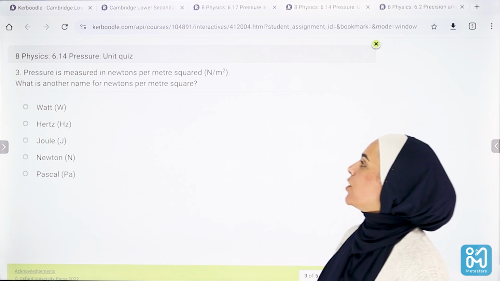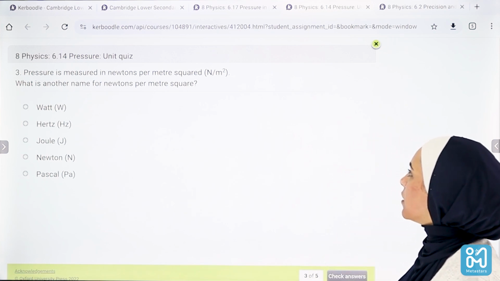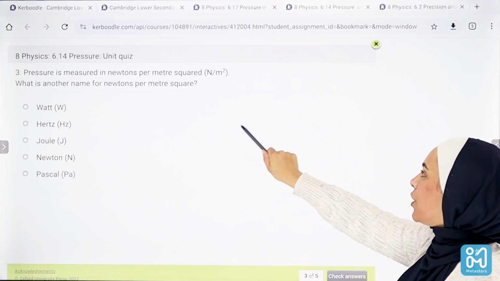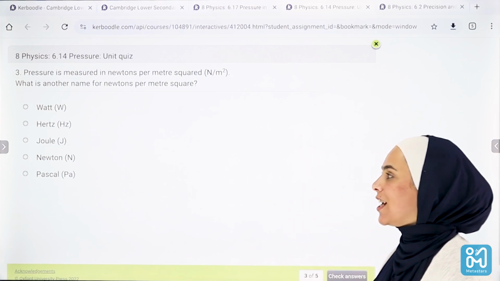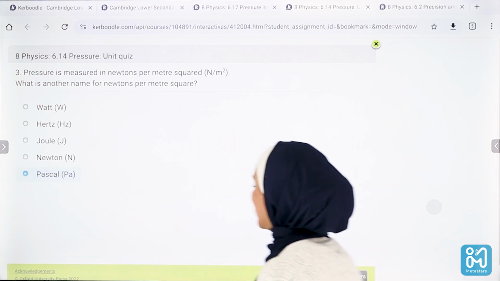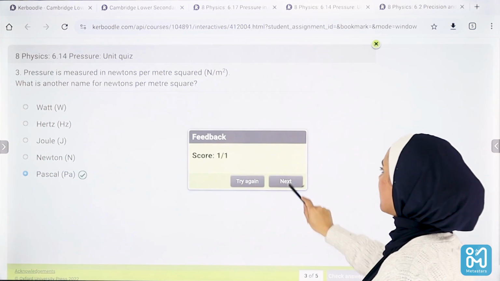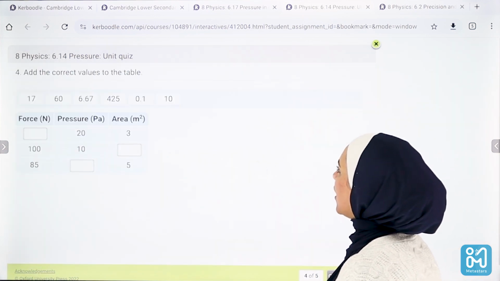Next. The pressure is measured in Newton per squared meter. What is another name for Newtons per square meter? We said it. Pause it. Yes, you know it. It's Pascal. Perfect. Check answer. Next.